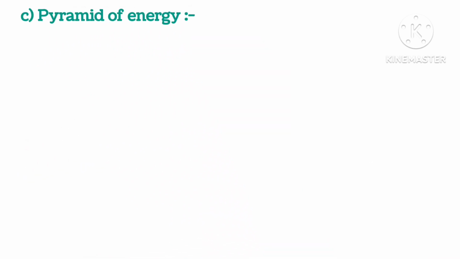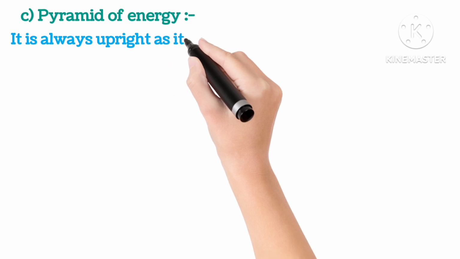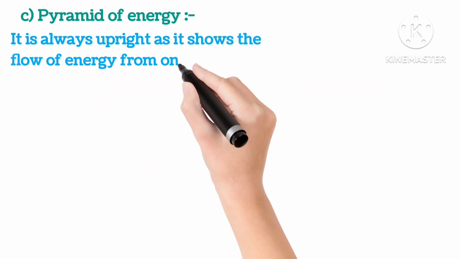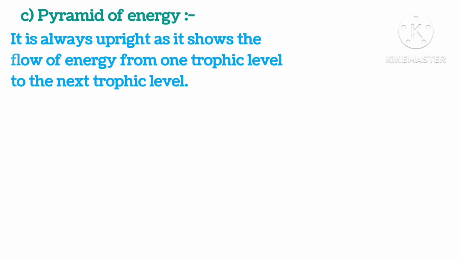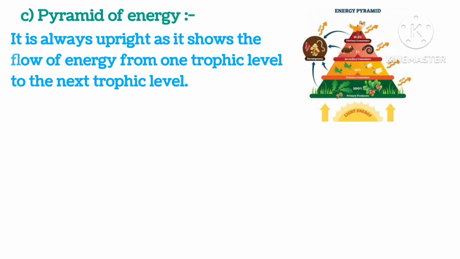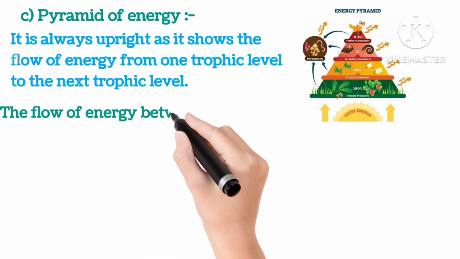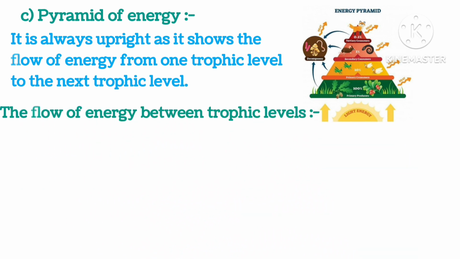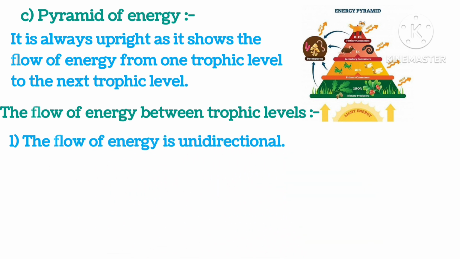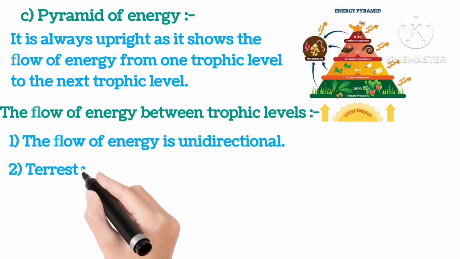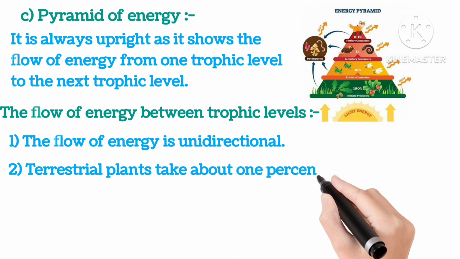Third is pyramid of energy. It is always upright as it shows the flow of energy from one trophic level to the next trophic level, as shown in this picture. The flow of energy between the trophic levels.